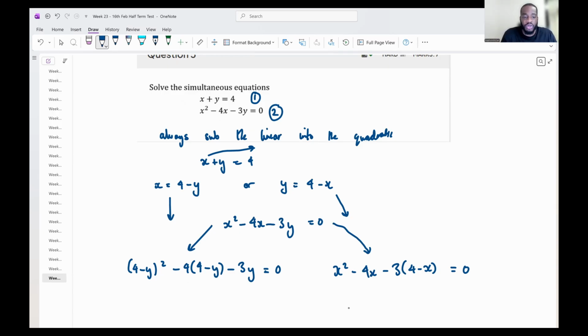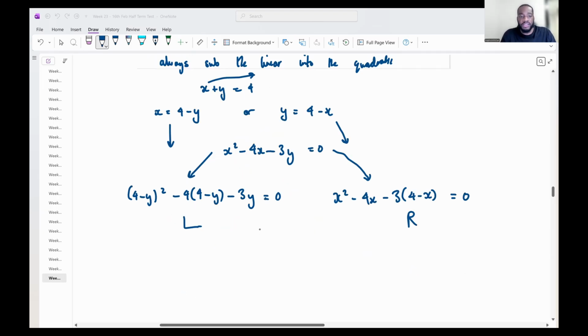What do you guys think? Do you guys think it's going to be the one on the left or the one on the right? I want you guys to all put your answers in the chat. Put L or R. What do you guys think? Fantastic. All of you guys are saying the same thing. The one on the right.